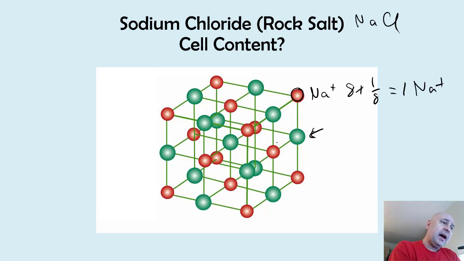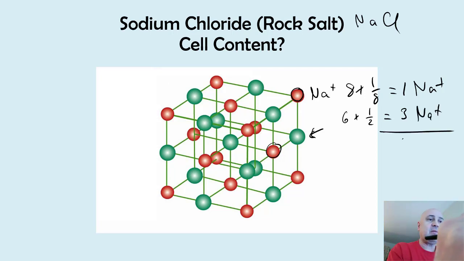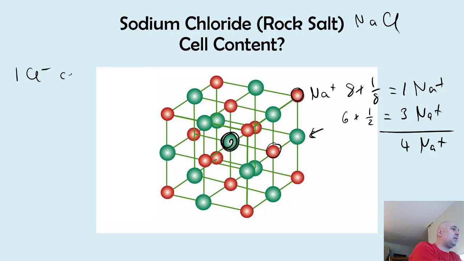And then we also have sodium ions on each face. So all 6 faces have a sodium ion. So 6 times 1/2, which is 3 sodium ions. And so we have a total of 4 sodium ions in the unit cell. And then the chlorides, we have 1 in the center. All right. So there's 1 chloride in the center.